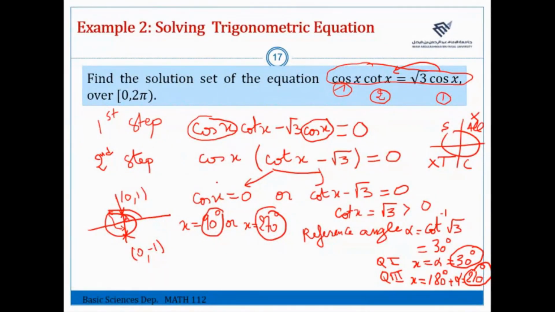They asked for them in radians, so convert to radians. 90 is pi over 2. 270 is 3 pi over 2. This is pi over 6. And this is 7 pi over 6, which is pi plus pi over 6. So these are the solutions of this trigonometric equation, and this is how we solve this type of trigonometric equation.